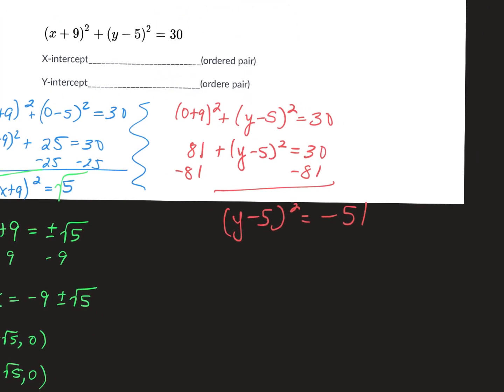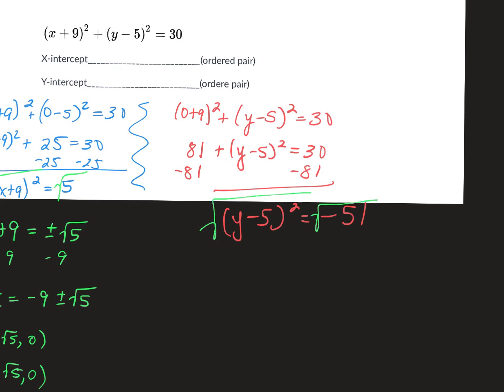Okay, so if I do, what would I do here? I'd take the square root. Do I have to go any further? Why? There's a negative number underneath the radical. That means my answer is going to be imaginary. Graphically, that means this circle does not touch the y-intercept.